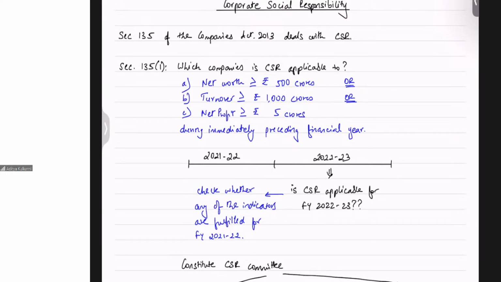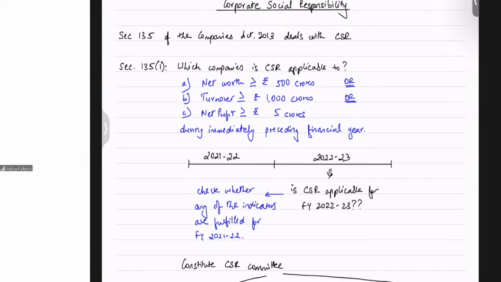Now coming back to our provisions, CSR, you essentially have Section 135 of the Companies Act 2013, which deals with corporate social responsibility. So why did we have corporate social responsibility in the first place? I can present you arguments in favor of CSR and I can present you arguments against CSR as well.